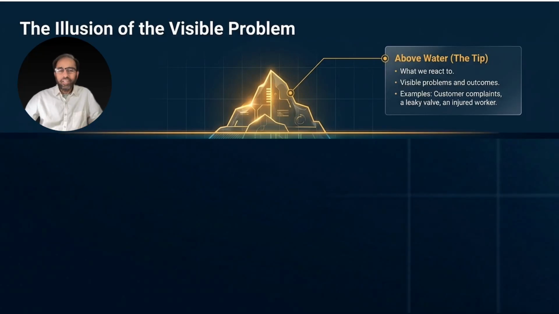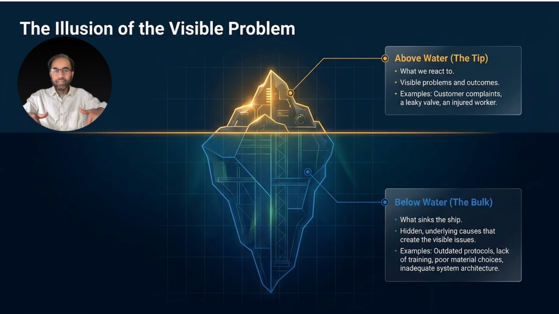Root cause analysis, what is it? Root cause analysis is a systematic process for identifying the root of a problem. In engineering and system design, we often react to the symptom because it's visible, it's on the surface, but the root is usually hidden deep under. Sometimes it's below the surface. It's what sinks the ship. It's what sinks the unsinkable: hidden underlying causes that create the visible issues.